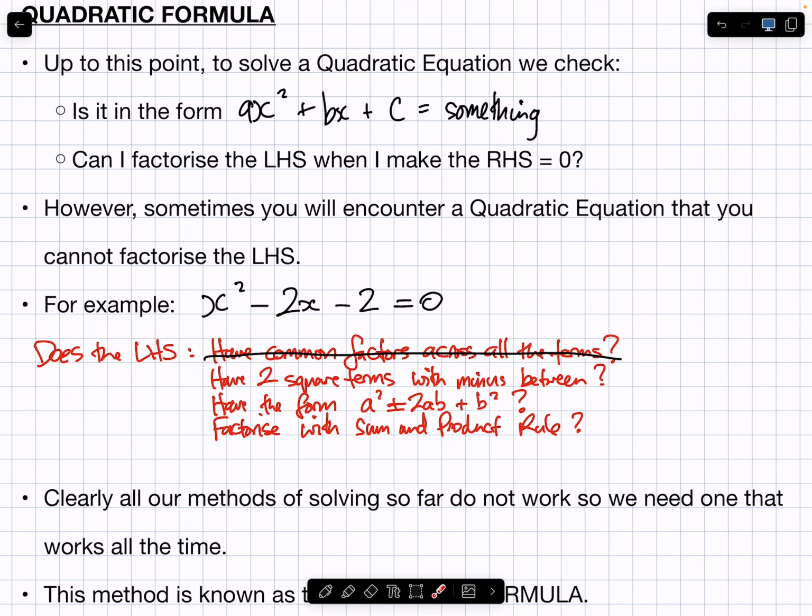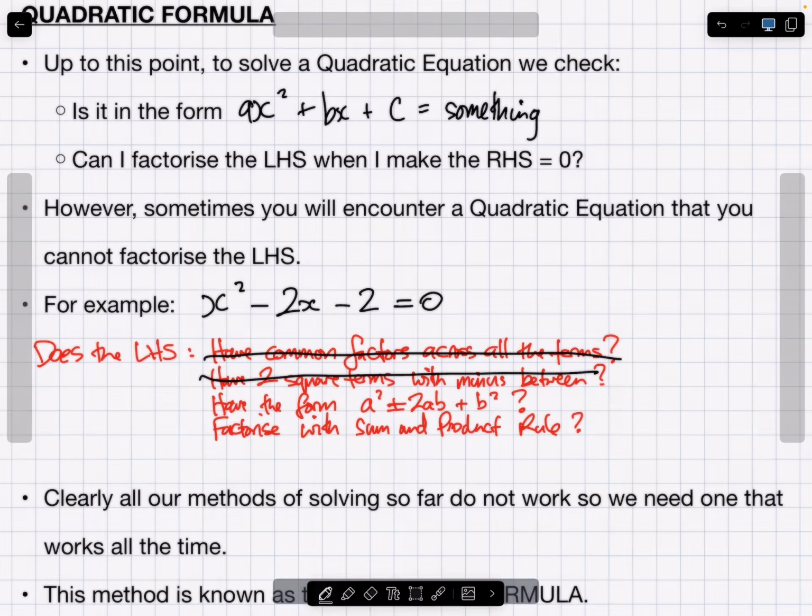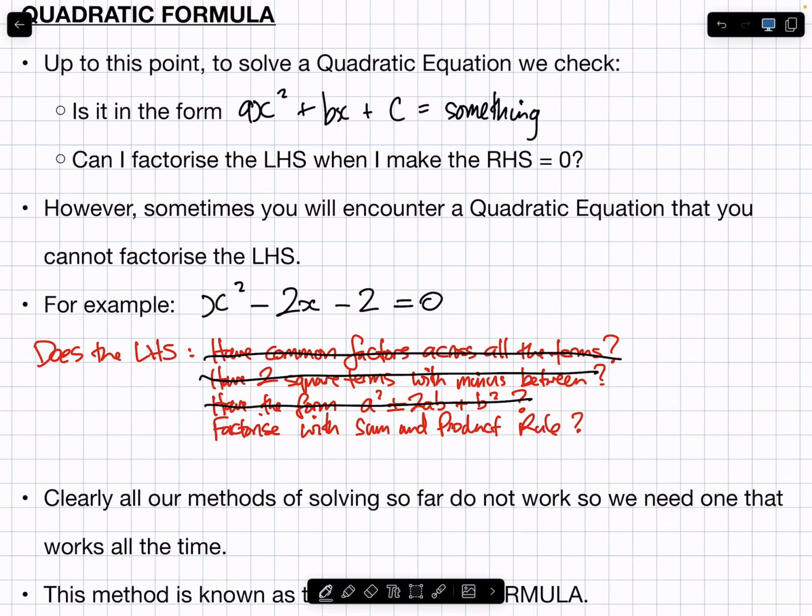Are there 2 square terms here with a minus between? Well, there's 3 terms there, so scratch that. I check, is it perfect squares? Well, x squared is a square number, but is negative 2 a square number? No, so that fails. And then the last one that you've been led to believe will always solve everything.